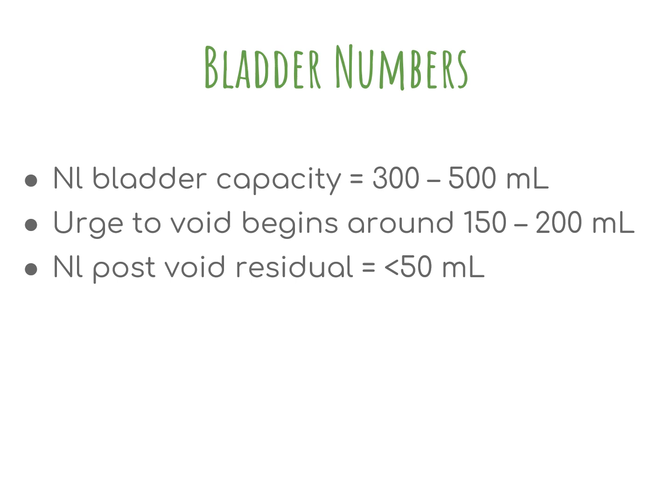The following are bladder numbers. Normal bladder capacity is 300 to 500 milliliters. The urge to void begins around 150 to 200 milliliters, and normal post-void residual is less than 50 milliliters.